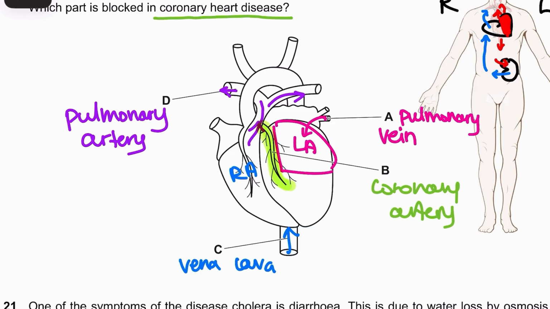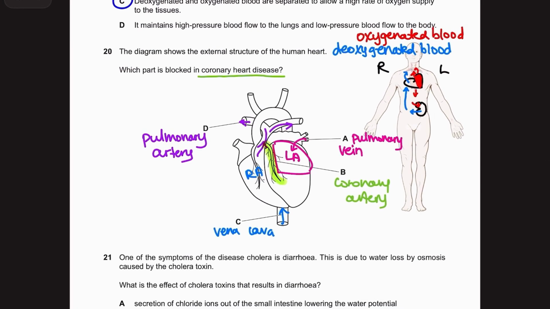Look at how narrow this coronary artery is. Look at how thick the other arteries are, right? Look at this pulmonary artery, for example. Look how thick that is. That's not really going to get blocked ever. But these ones are so thin they can get blocked, and therefore that is a coronary heart disease.